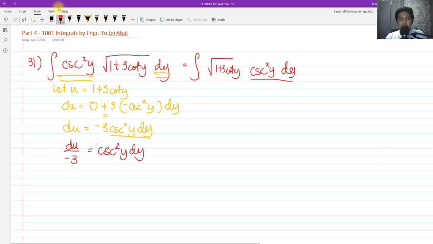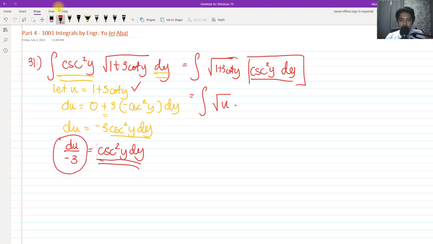So by u substitution, we can simply substitute this. We have the square root of 1 plus 3 cotangent y, we let that as our u. And then our cosecant squared y dy, here it is, that is in terms of du, that is du all over negative 3. So I can factor out the negative 1/3 outside of the integral sign. Then I'm going to convert this radical expression in terms of exponential. So that square root, that's u raised to 1/2. And then we have du.